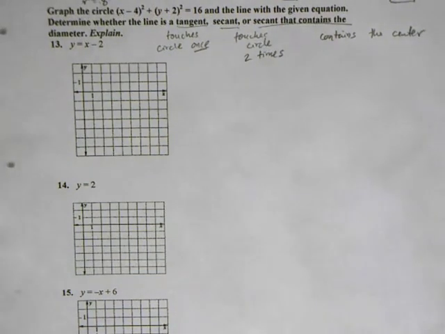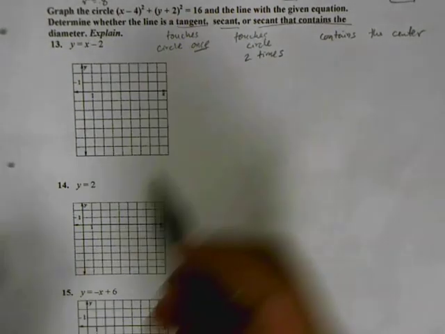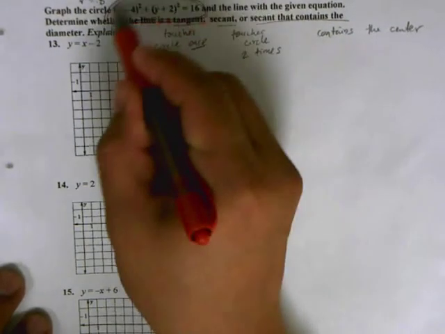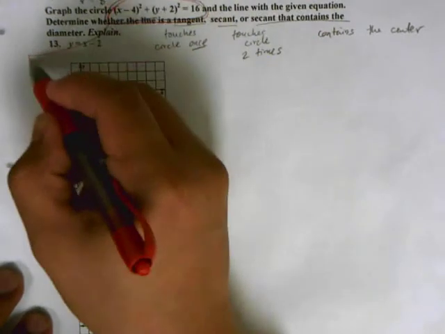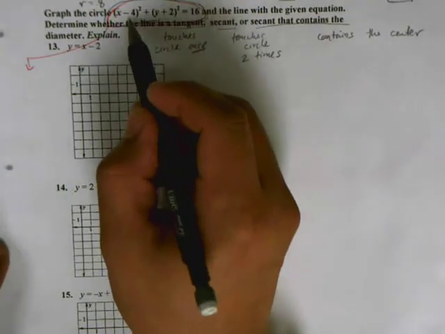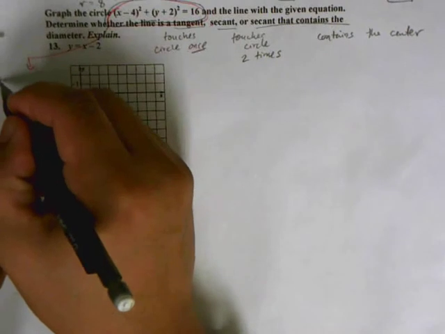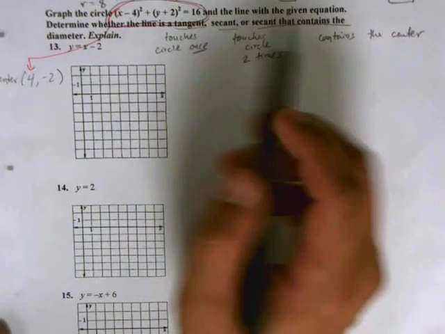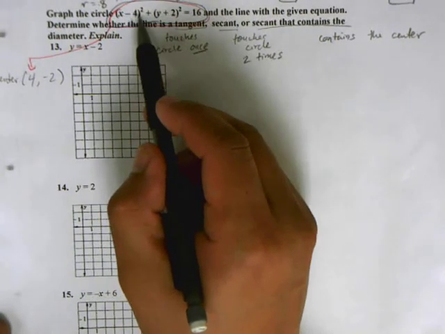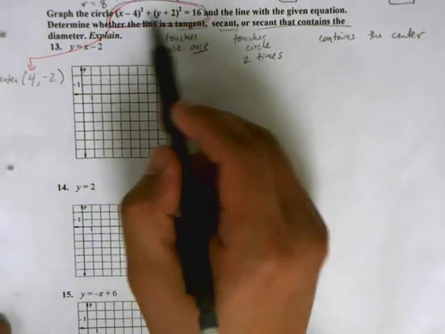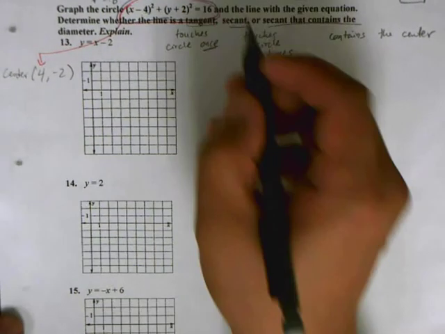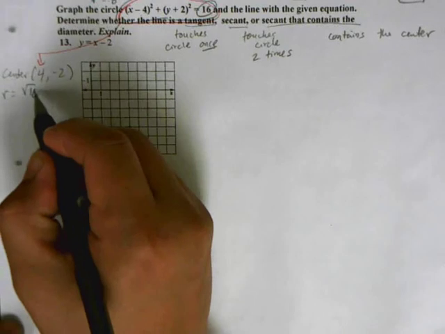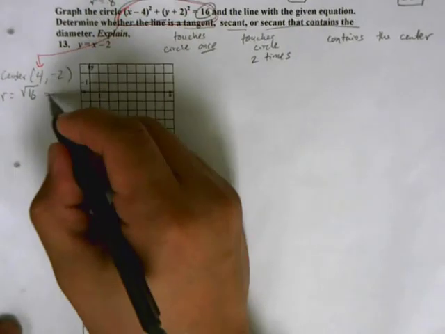So to do this, we really have to use graphing. I'm going to look at the equation of the circle that's been given to us, and I'll write a note here on the side. The center of this circle is (4, -2). It's just the opposite of these numbers because the center is (h, k), and this is x minus h, y minus k. So h has to be 4, k has to be -2. The radius is the square root of 16, because this 16 here is r squared, so that's 4.